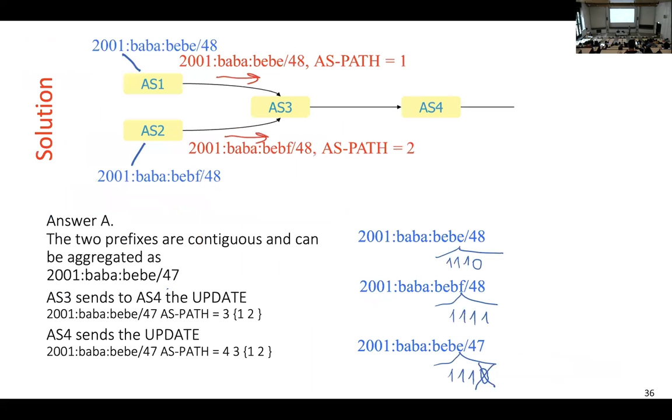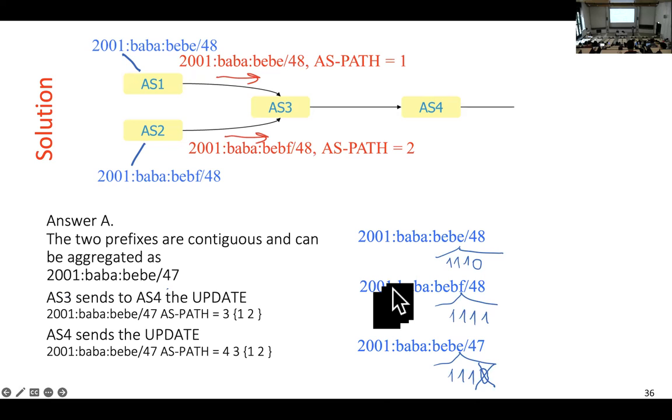When you want to aggregate two prefixes, they should be contiguous. What does that mean? If you look at these two network prefixes, they are exactly equal up to here. Only E and F differ. If you look at the binary representation of E and F, we see that only the last bit differs. So we could aggregate them as /47. We could say BGPB /47 or BGPF /47. That would be the aggregated network prefix.